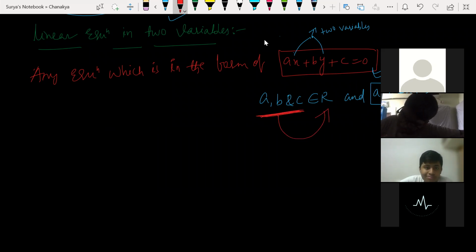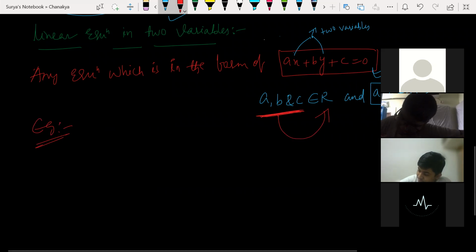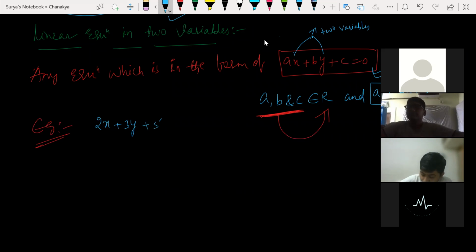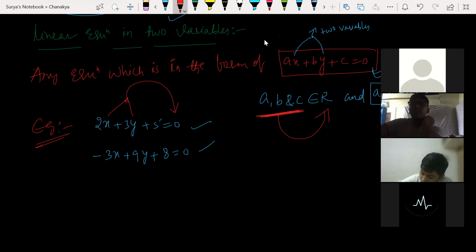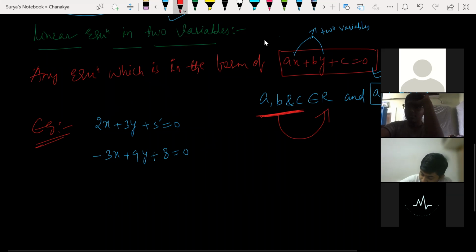Just see here, let me write examples. 2x plus 3y plus 5 is equal to 0. Minus 3x plus 9y plus 8 is equal to 0. These all are examples of linear equations in two variables. Why do we call this two variables? Since we are using two variables, x and y, and we are equating this expression with 0, right? That is the reason we are calling this a linear equation.